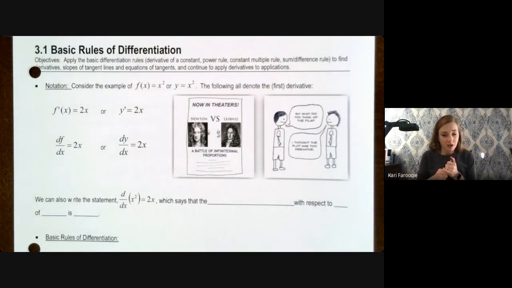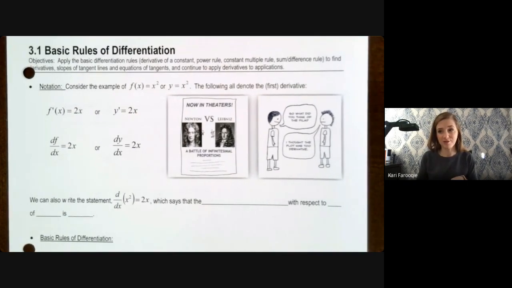We're going to be spending some time on that today, and then we're going to learn a couple of different methods for working with different types of functions as we move through this chapter. So this whole chapter is basically just going to be about how we're going to find derivatives using derivative rules. But you'll probably like this way more than you enjoyed finding derivatives using limits. So we're going to apply the basic differentiation rules to find derivatives, slopes of tangent lines, and equations of tangents, and continue to apply derivatives to applications.